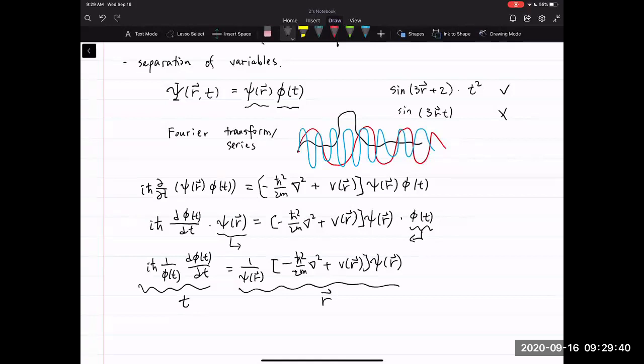Otherwise, let's say the left hand side still contains t, a simple function of t, like maybe t squared. Then the value will depend on actual time, and it won't always be the same as the right hand side, a function of r. The same argument can be made the other way around. If the right hand side is a function of r, let's say 3r, then depending on where you look in space, the left hand side cannot always be the same. So the only way for these equations to be satisfied all the time is that both of them do not depend on their variables anymore. They only depend on a constant. So let's call this constant E.